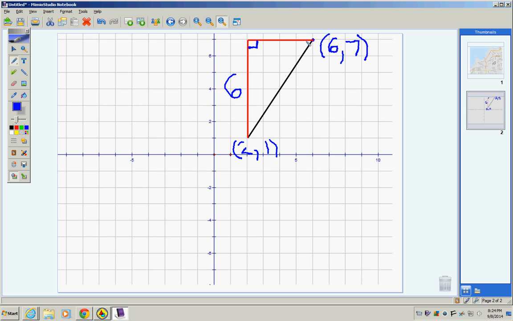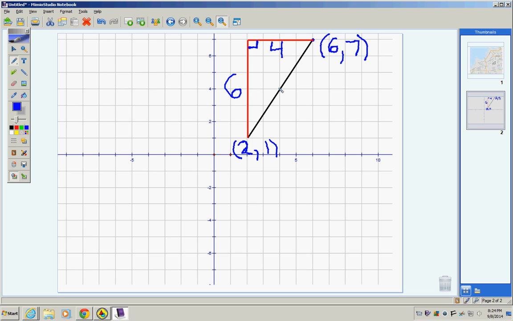Then over here, you notice we go over 1, 2, 3, 4 spaces. If you weren't good at counting boxes, you could also look at the x and y values. The x value changes from 2 to 6, going up by 4. And the y value goes from 1 to 7, so it's going up by 6. So it goes up 6 over 4.